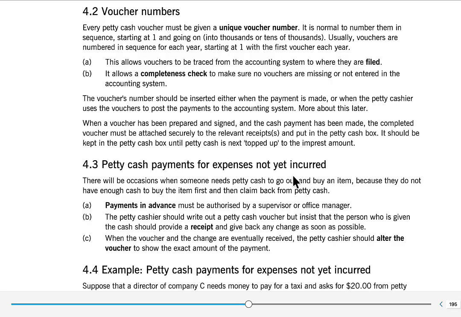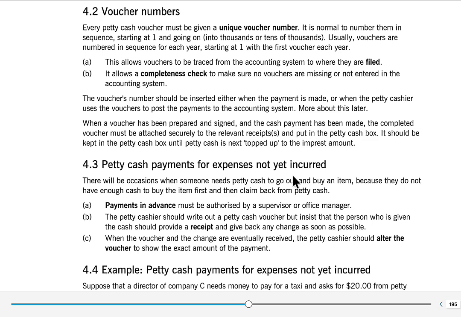4.2 is about voucher numbers. This looks like a small detail, but in petty cash, it is one of the most important control tools. Because voucher numbers help the business stay organized, and they help prevent fraud and mistakes. Let us explain it like we are working in a real accounts office.